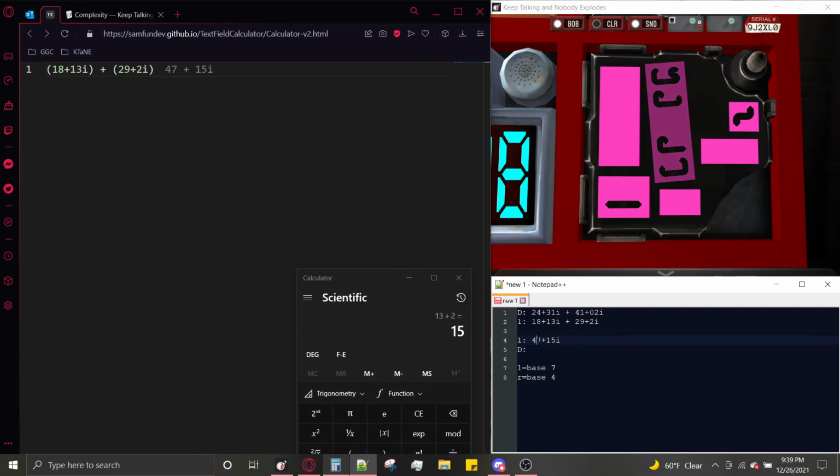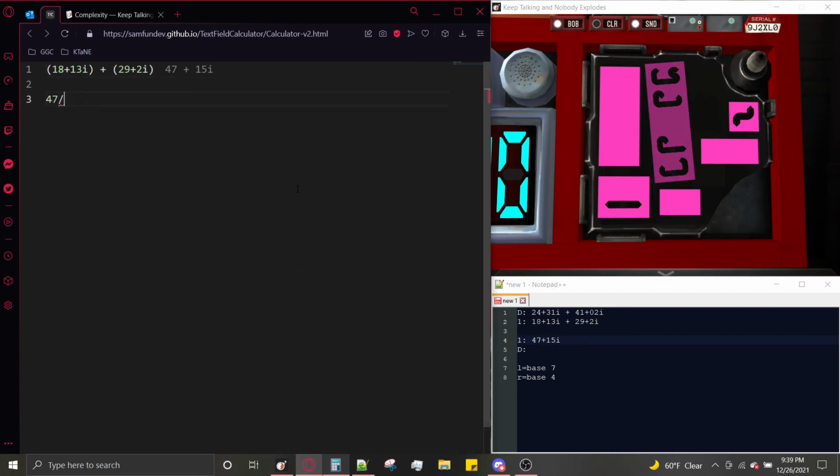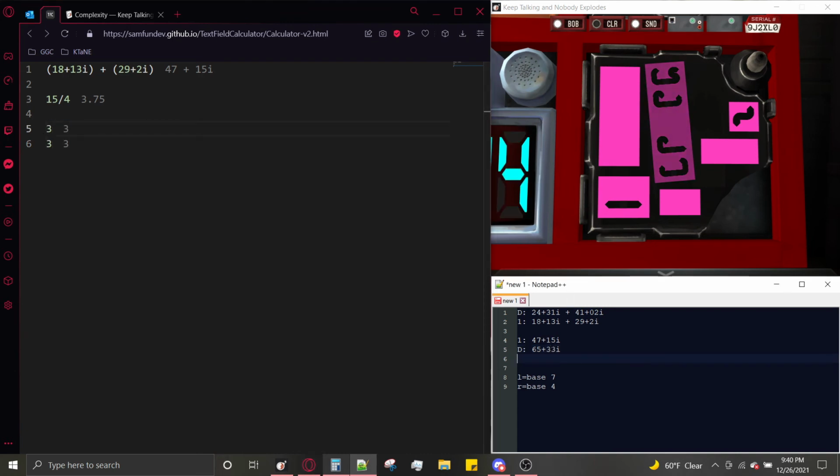We convert 47 into base 7, which gives us 0.714, and since 6 is less than 7, we just take 6 as the first digit. Multiply this by 7 gives us 5, which means that 47 to base 7 is going to be 6, 5. We're going from bottom to top. And then we're going to convert 15 into base 4. We get 0.75, and that's less than 4. From bottom to top is 33i.